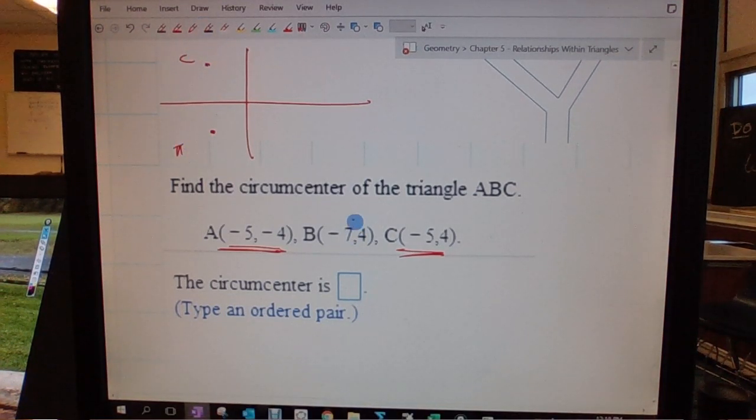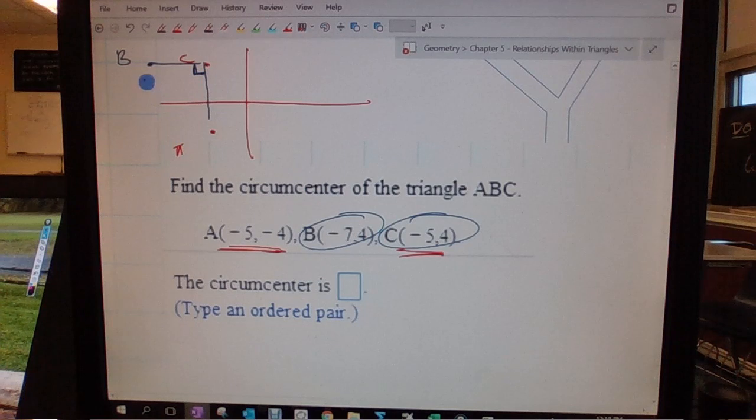And then this one here and that one there, because they have the same y value, they are horizontal to one another, right? So negative 7, 4 would be maybe there, correct? So there would be the B. So how do these relate? This is where they come together and they make a right angle right there, correct?